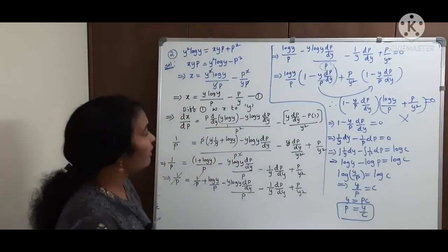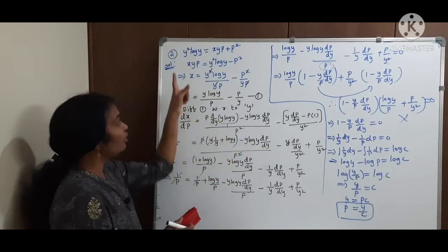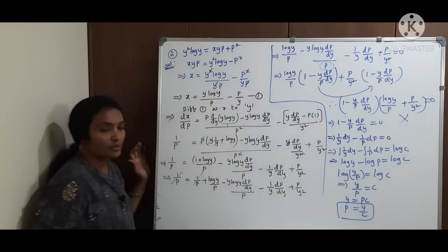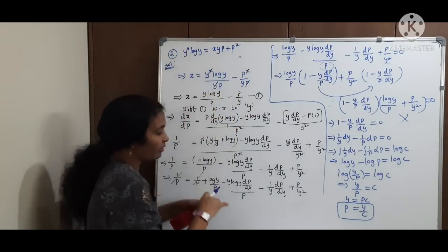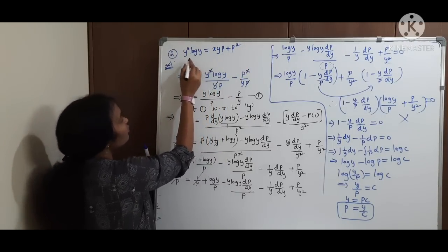Then what do we have to do? Put p equal to y by c, the p value, in the given problem. That is our required solution. Look, I am writing here in the problem. What is our p value? Put p in the given equation. Then what does it become?